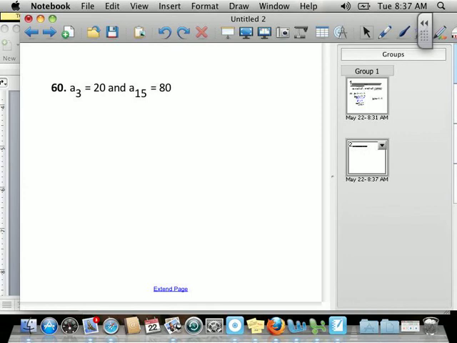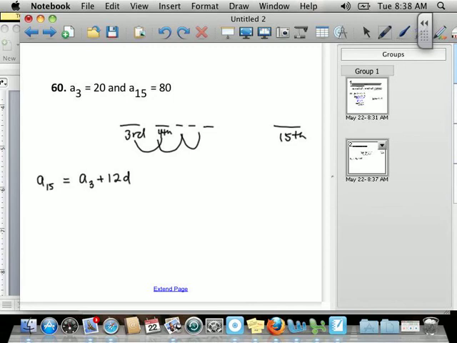So if I started with the third term and I wanted to go all the way to the 15th term, you would add one swoop to get to the fourth, you'd add two swoops to get to the fifth, 3 to get to the sixth. How many swoops would you add to get to the 15th term? 12. So that means if you start with the third term, you add 12 of those common differences to get to the 15th term. Okay, so there's our equation. A sub 15 equals A3 plus 12D.